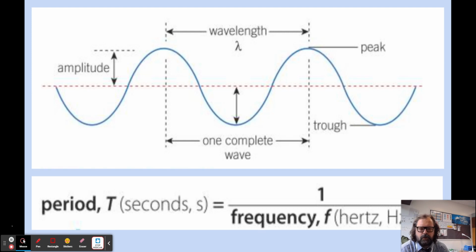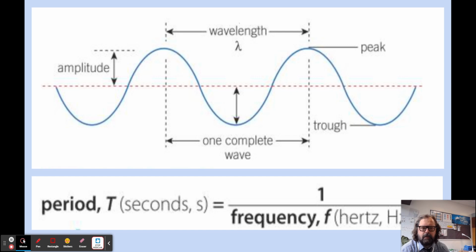Make sure you can use the words shown on this diagram to describe the parts of a wave. The amplitude is the height of a wave. Notice it's measured from this central line of symmetry. The bigger the amplitude, the more energy a wave has.